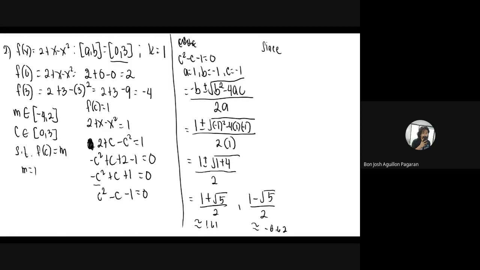So since 1 plus the square root of 5 over 2 is in, you take note of the symbol, the open interval 0, 3, then the intermediate value theorem holds, or it satisfies the intermediate value theorem. Question so far?